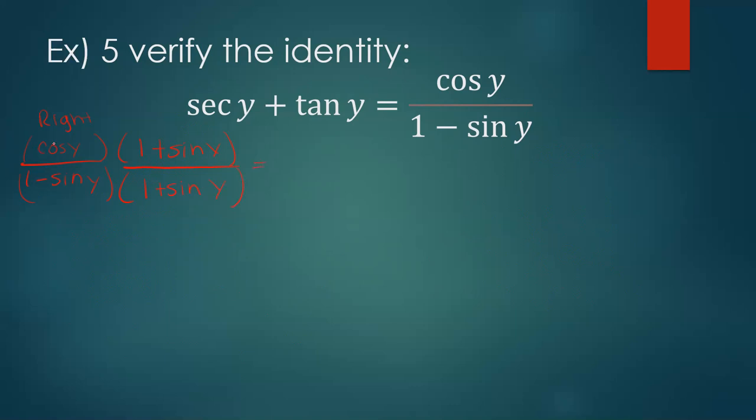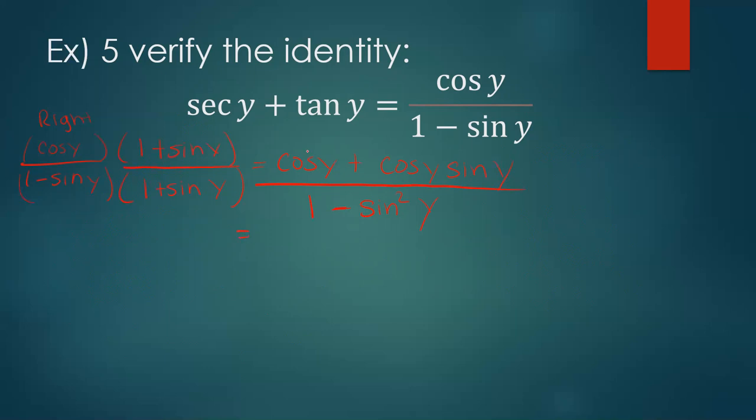Okay, let's simplify. On the top, multiply each term. So that would be cosine of y plus cosine y times sine of y, that's gonna be cosine y sine of y. And then on the bottom, 1 minus sine y times 1 plus sine of y, it's a perfect square. So this is gonna be 1 squared, which is 1, minus b squared, which is sine y. So b squared would be sine squared y, right? Okay, so what can we do?